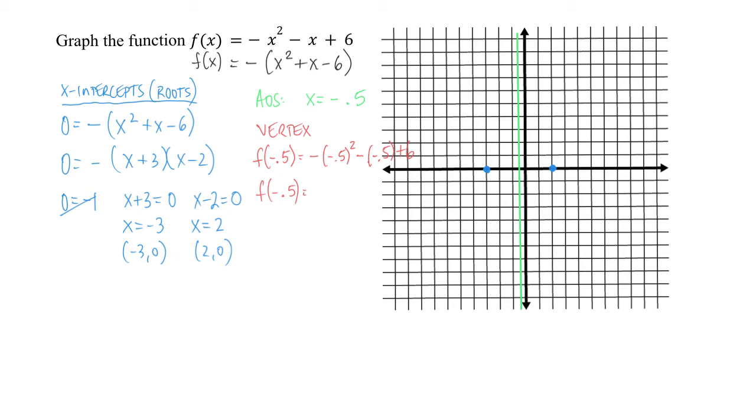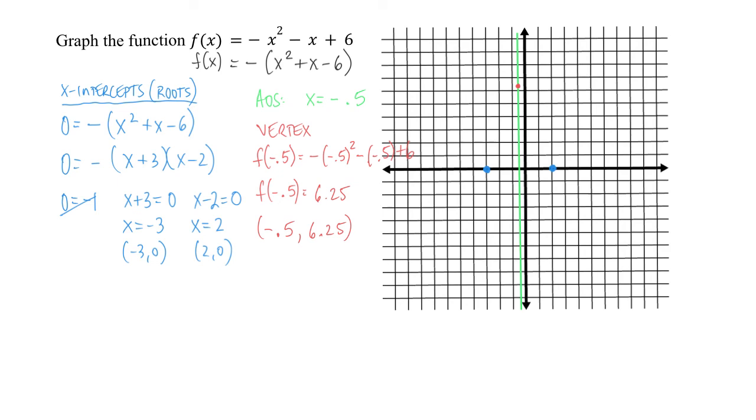So I've got negative 0.5 squared minus negative 0.5. I'm typing it exactly as I've got written. And I have 6.25. So my vertex is negative 0.5, comma, 6.25. All right. So that's going to be 1, 2, 3, 4, 5, 6.25, right about here.